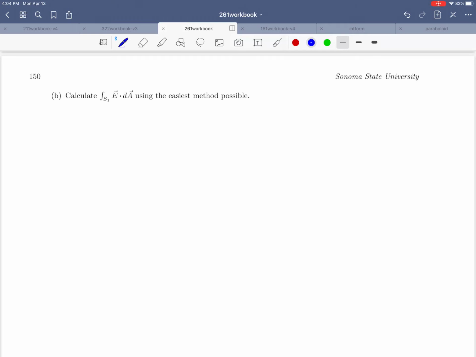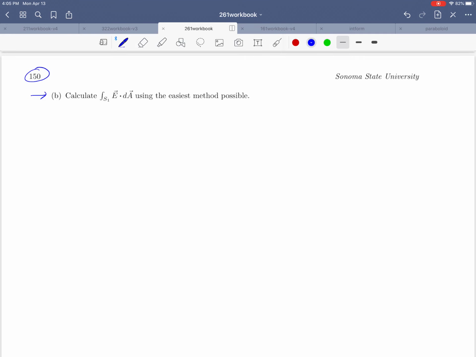Hello everybody, and welcome to part B of exercise 4. This is the top of page 150 in the workbook, and we are continuing with the problem that deals with the electrical field where we have a point charge at the origin. Part B is asking us to calculate one of the integrals of the electric field over one of the surfaces that we described in part A.